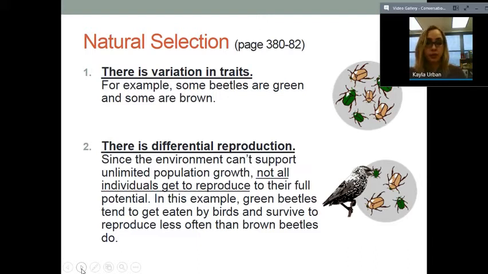There also needs to be differential reproduction. So here you see green and brown beetles. And the bird in the second picture is eating all of the green beetles. So not all individuals get to reproduce. Some of them get eaten before they have the ability to reproduce, or they die before they're able to reproduce. So there has to be some factors that are more favorable for certain individuals and less favorable for others.